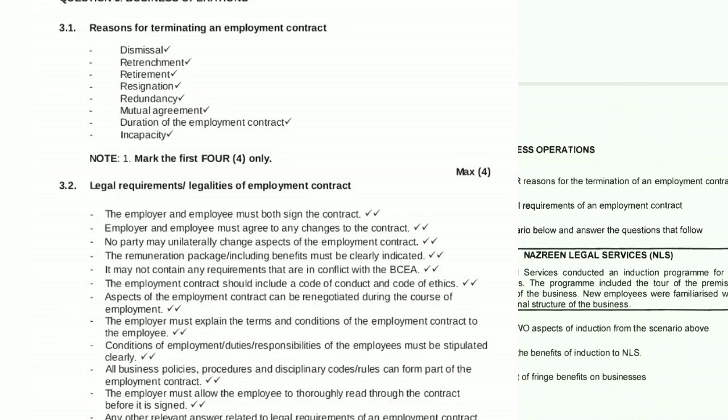3.2, outline legal requirements of an employment contract. Legal requirements: the employer and employee must both sign the contract. Employer and employee must agree to any changes to the contract. Okay, guys, this one I expect you to get all of them right. Question 3.1 and 3.2. If you get this one wrong, you didn't listen in class, because this one is very straightforward. Even if you are not studying business studies, you have to know these things.